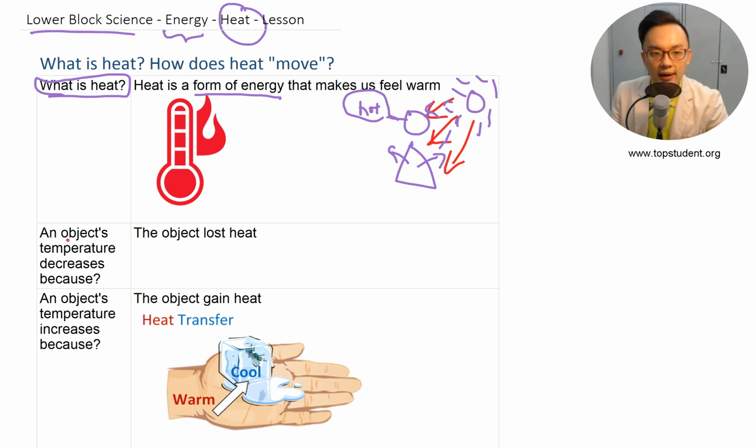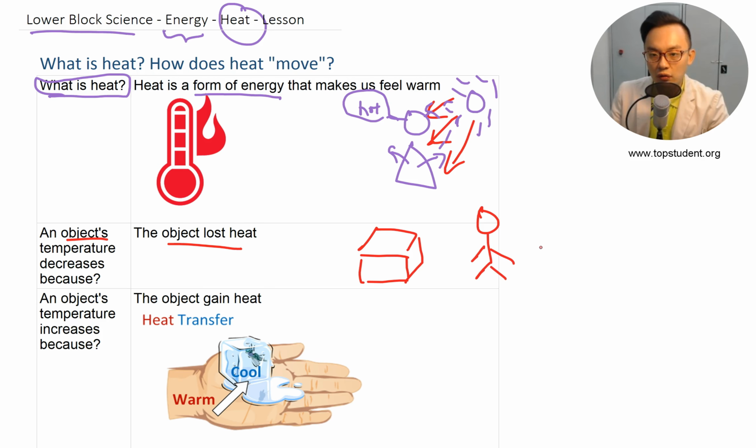Okay, so what happens when an object's temperature decreases? Why does it decrease? Because the object lost heat. Heat can actually move. Heat can travel. So let's say I have a person over here, and this person is feeling hot. And now I put him in an aircon room and he is feeling cold. So what happened from here to here? This person has lost heat, and that's why from feeling hot, this person is now feeling cold. Okay, so that's losing heat.